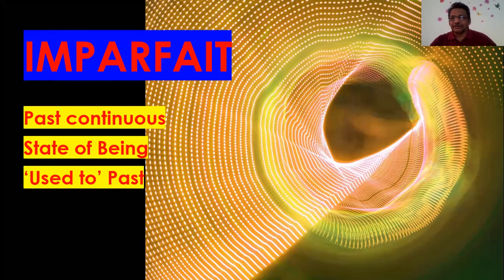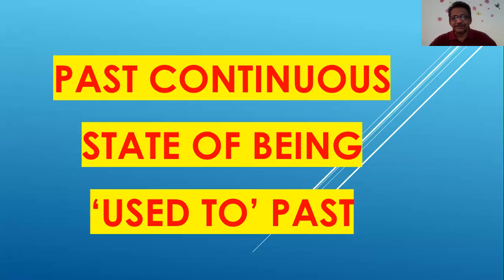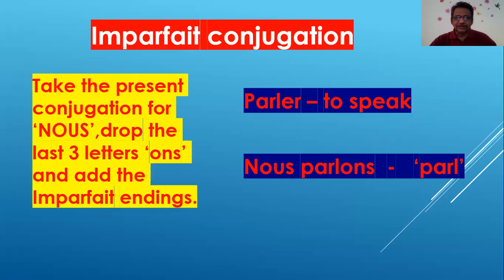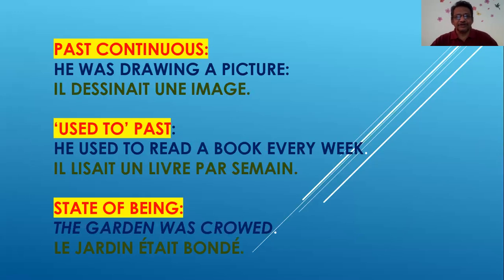Now, when a sentence is written in imparfait, it can be translated into past continuous tense. It can be translated into used to past, and it can be translated into a sentence which talks about the state of being of a person or a thing. So for these three things, imparfait stands for: past continuous tense, state of being, used to past. Let's know the difference now.